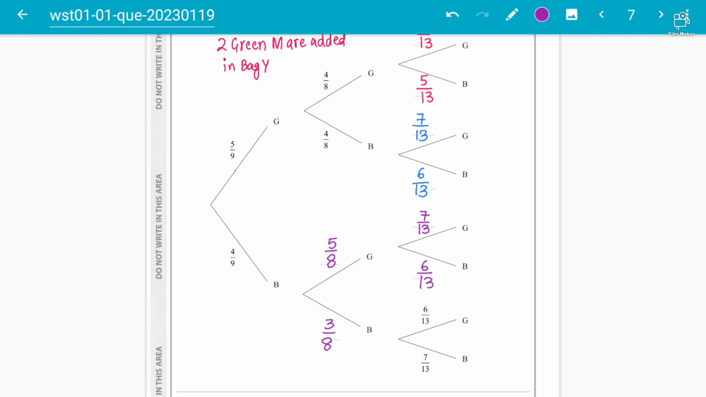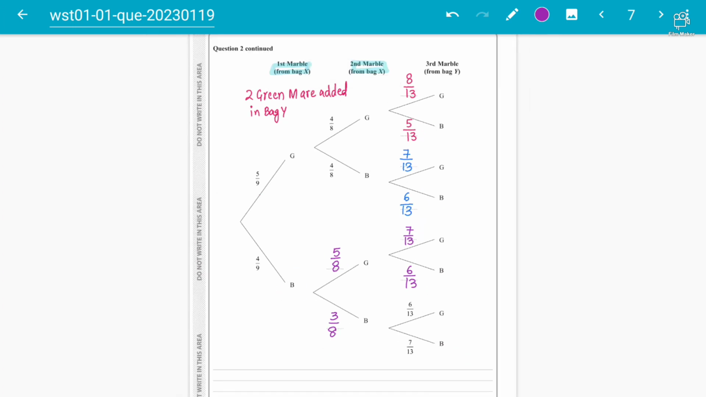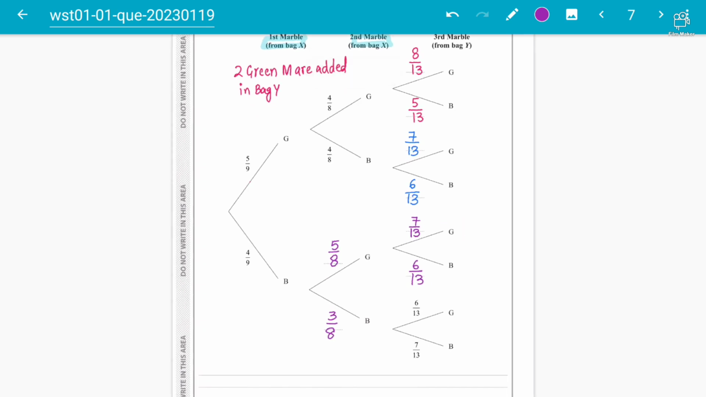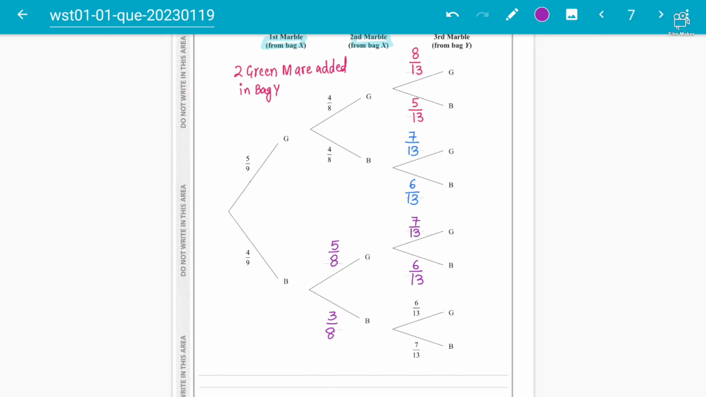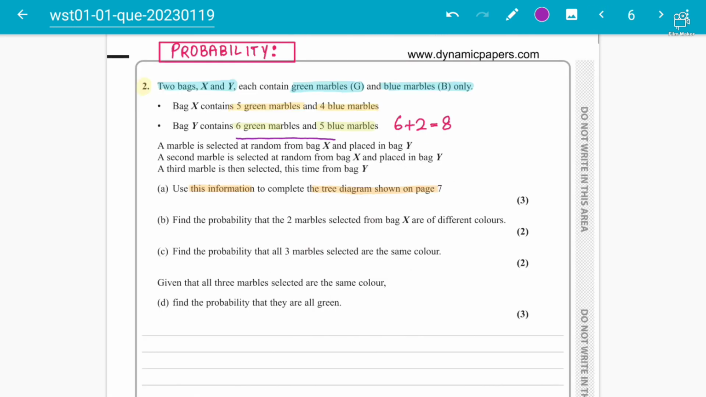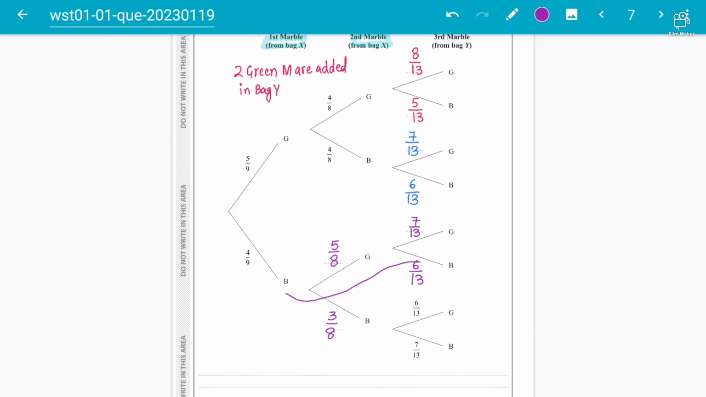Let me explain again: the first marble was blue from bag X, the second marble was green from bag X. Now if you are choosing the third marble from bag Y, green already were 6, but you have already added one marble from bag X to bag Y, so that is why it will be 6 plus 1, 7 over 13 marbles, because bag Y already has 11 marbles and the total is now 13, students, because 2 marbles are being added. So you need to understand that in the third branch, the third marble that you are going to select, every denominator will be 13 because 2 marbles are being added from bag X, okay, students?